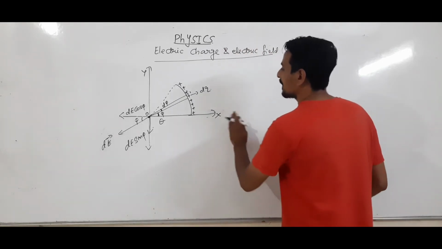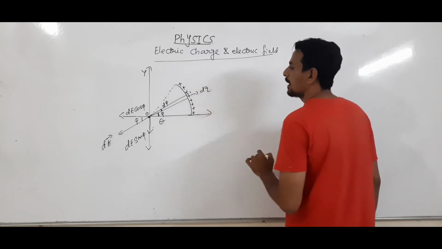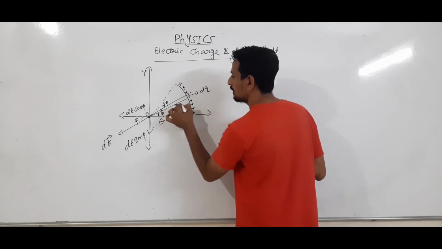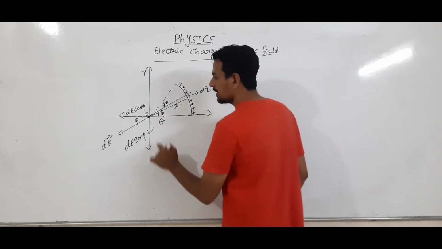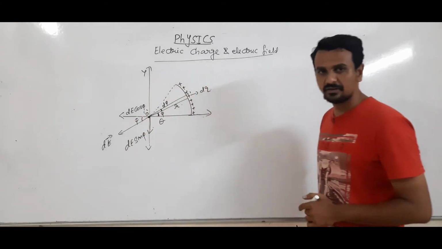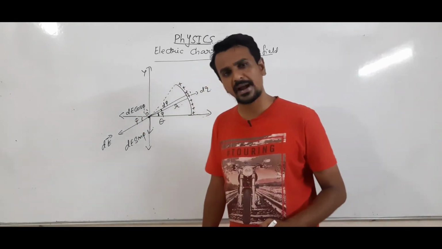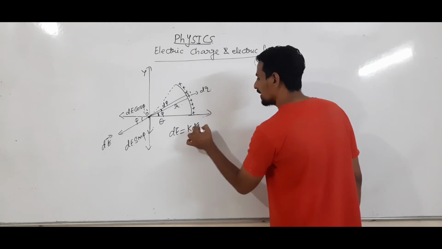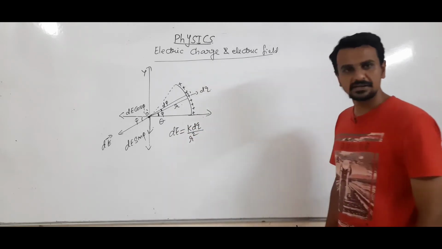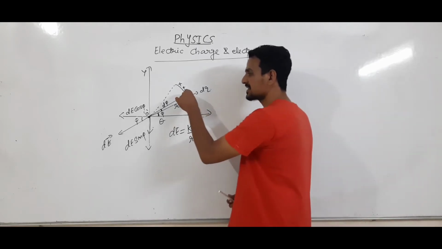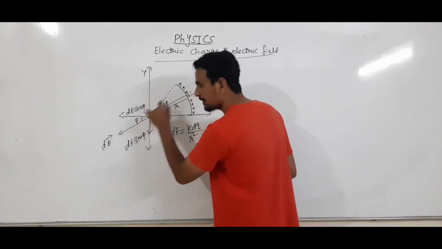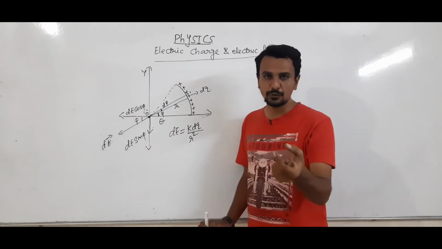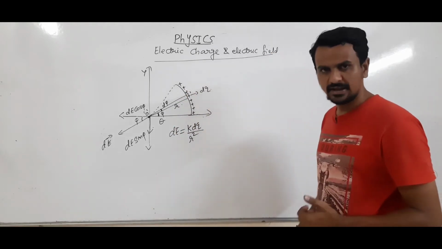Let this distance be r, the radius r. The charge is dq, the distance is r. We are told to find the electric field at the origin. For a point charge, electric field is kq by r square, so dE equals k dq by r square. This is a point charge dq at a distance r, so the electric field is kq by r square, but instead of q, I have dq.